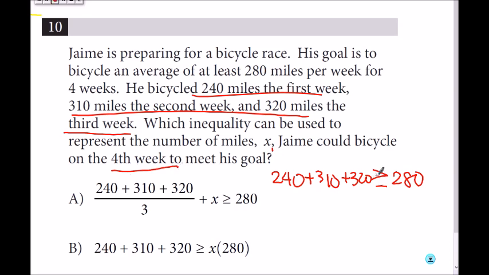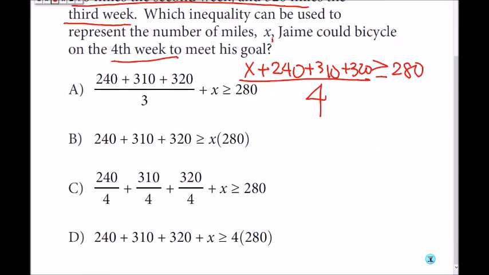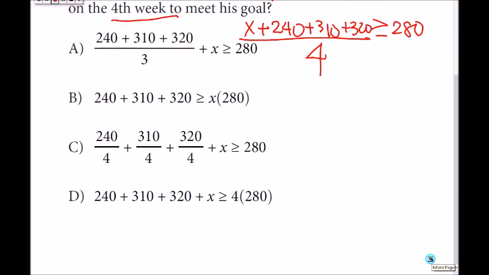So I have to add one more, so I'll add it here. And what do you do each week? You have to divide by 4. It's like an average, right? So which one has that inequality? You don't just add x like that. You have to divide by 4 to get the average. So that's not true.